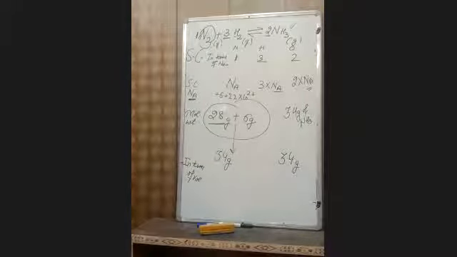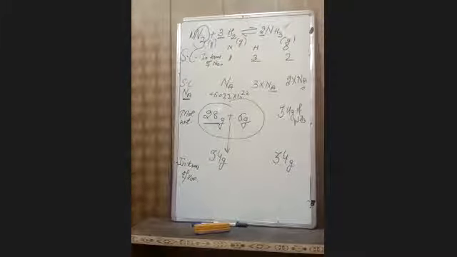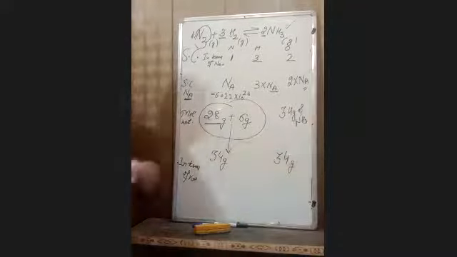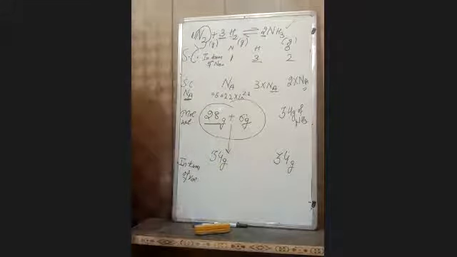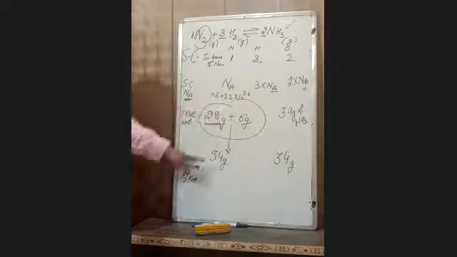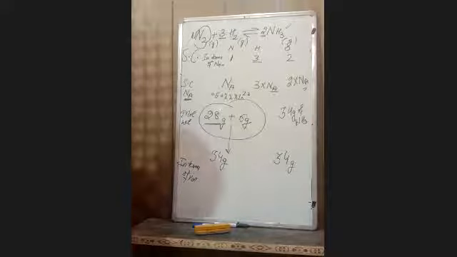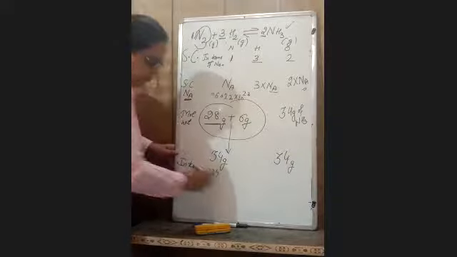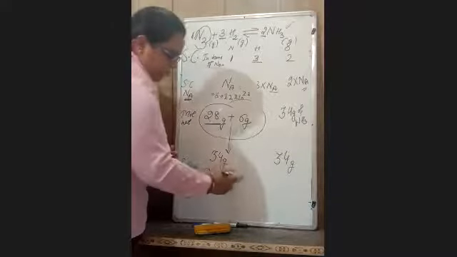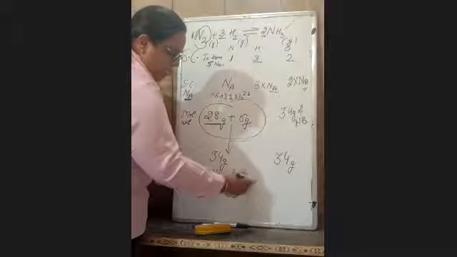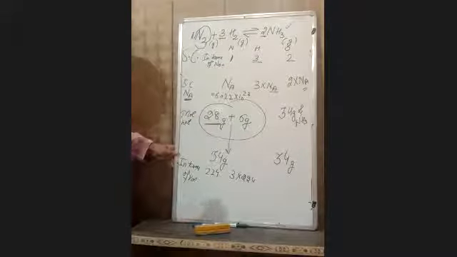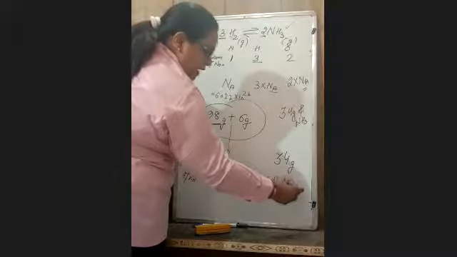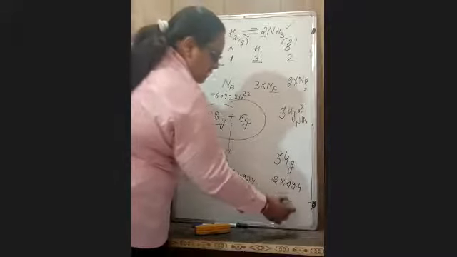I just wanted to see the students. Any gas at NTP is 22.4 liter. So if I ask the stoichiometric coefficient in terms of volume, it will be 22.4 for nitrogen, 3 into 22.4 of hydrogen. They combine together to form 2 into 22.4 of ammonia at STP.